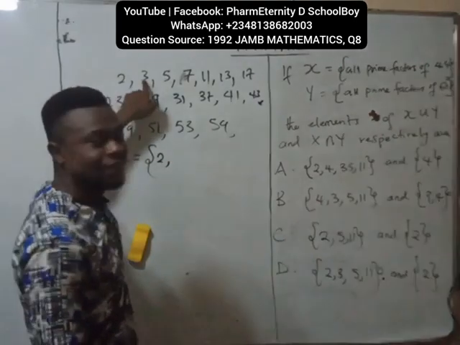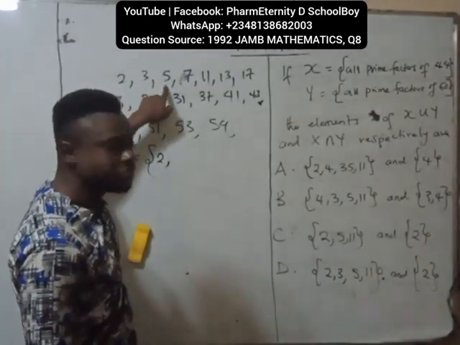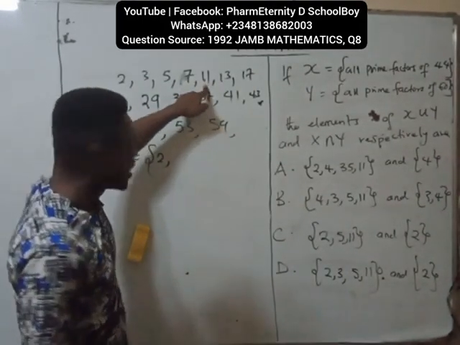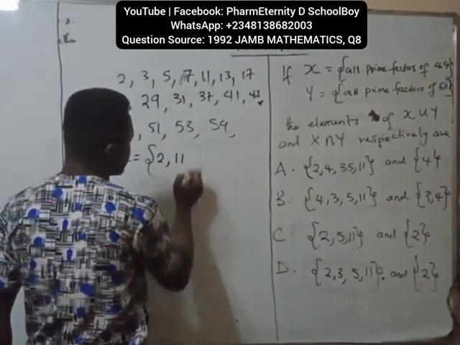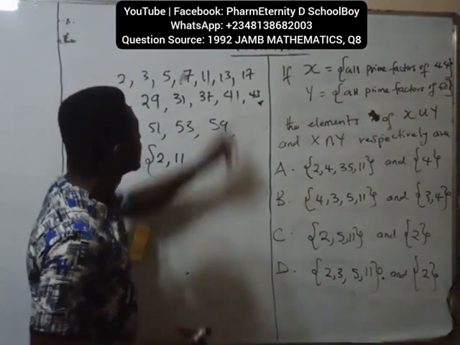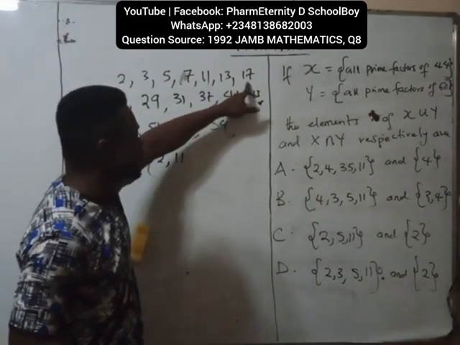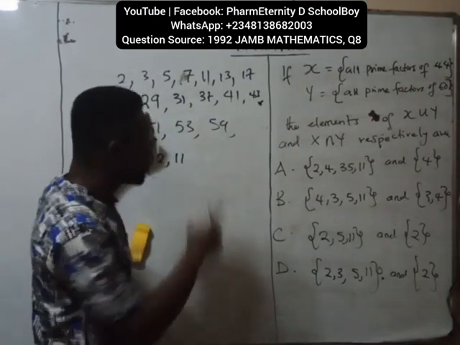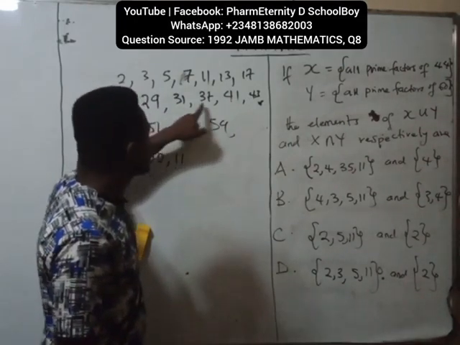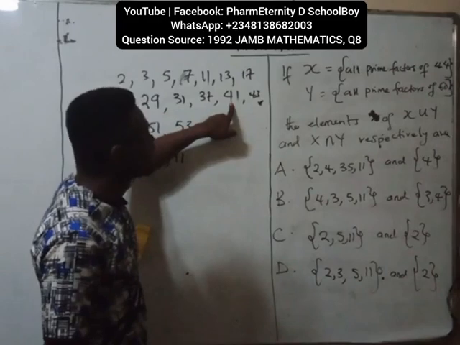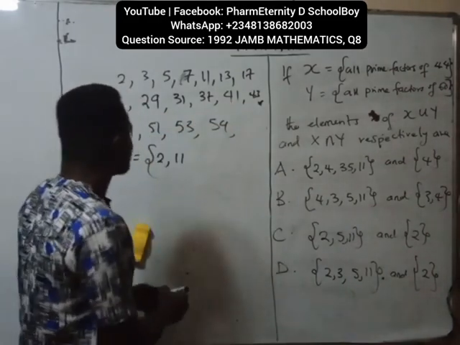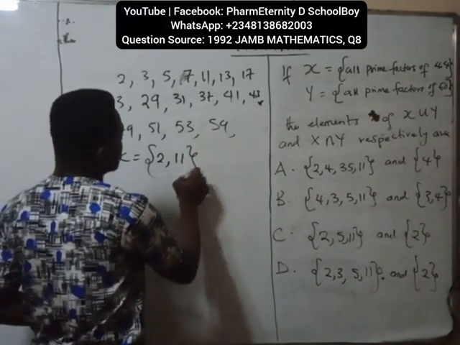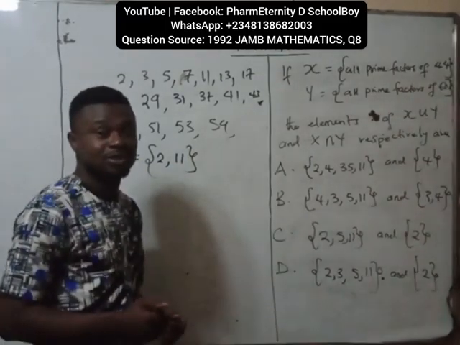What else? Can 3 divide 44 without remainder? No. 5, no. 7, there will be remainder. 11, there will be no remainder, so 11 is a prime factor of 44. 13, 17, 19, 23, 29, 31, 37, 41, 43, there will be remainders. So the only prime factors of 44 are 2 and 11.